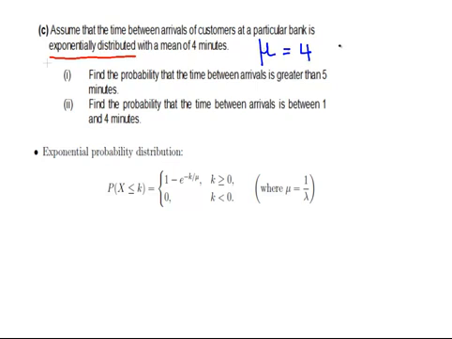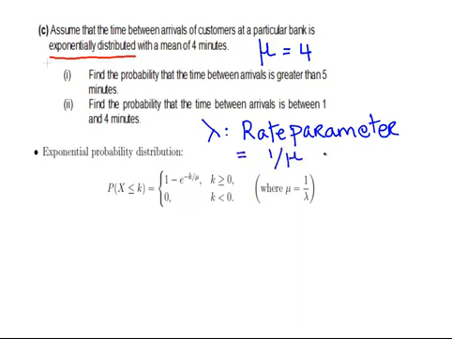The other thing that we would remark upon is that there's another thing called lambda, and lambda is the rate parameter, and it's also quite important. So lambda is the rate parameter. It's equal to 1 over mu, and that is equal to 1 over 4.